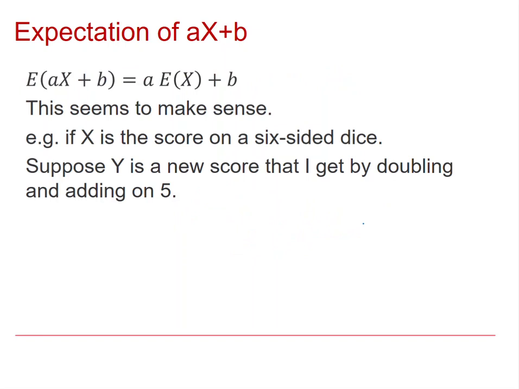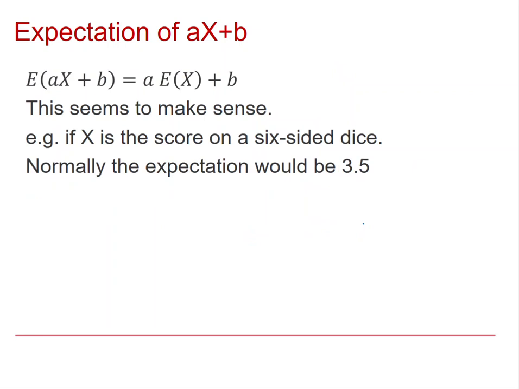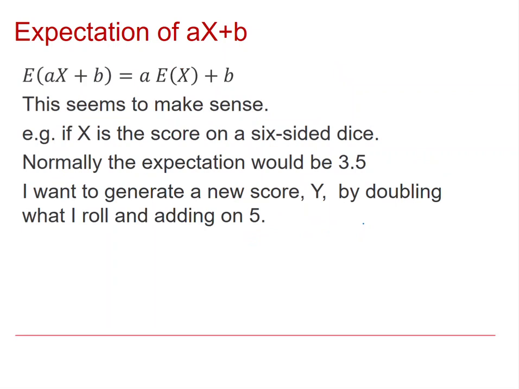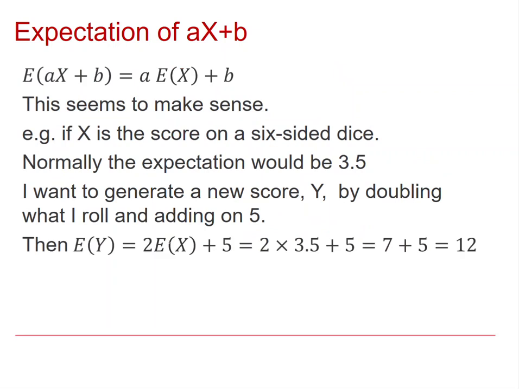And this seems to make sense. If you, for example, were rolling a six-sided dice and that was your random variable, then rather than recording that score, if I doubled the score and added 5, you would expect it to double and add 5 to the mean of all my scores when I roll. And you can see that by calculation as well. Normally the expectation would be 3.5, rolling a six-sided dice. If we're generating that new score, we'd get double the expectation plus 5, 2 times 3.5 plus 5, which is 12, and that would be the new mean for this situation.